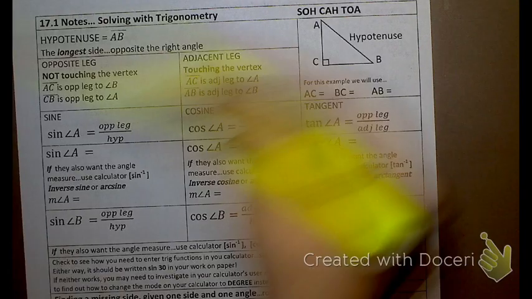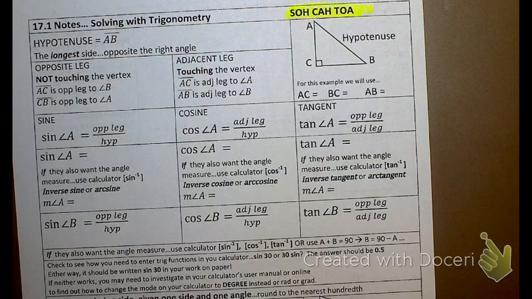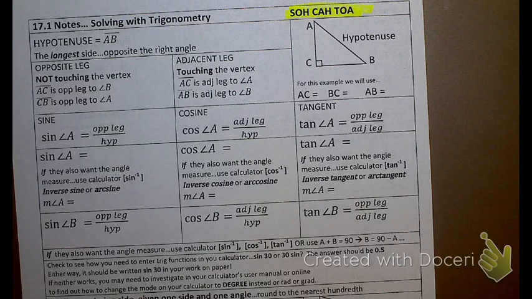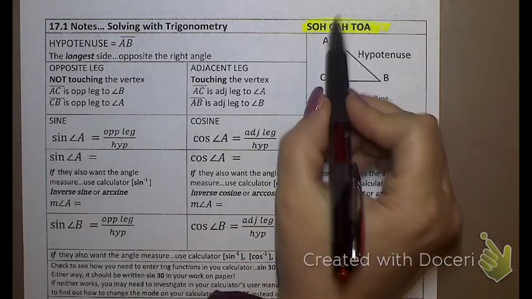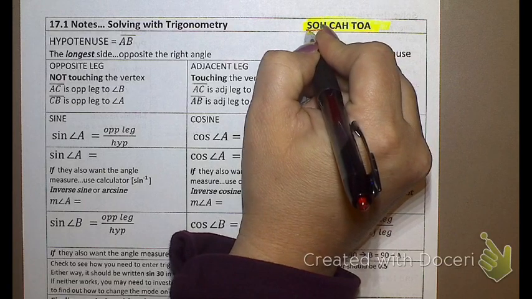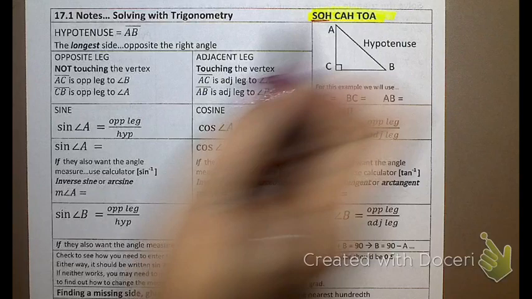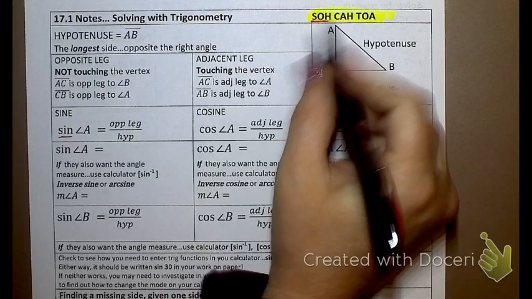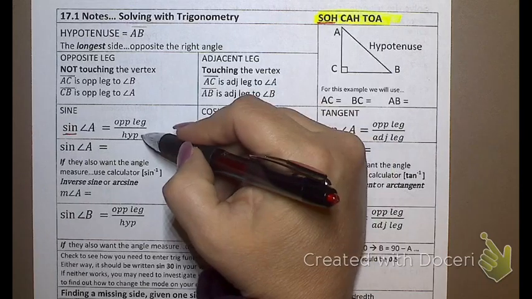SOH CAH TOA. SOH CAH TOA. Okay, so again, I cannot spell that word for you come test time. You need to know how to spell that. So, SOH CAH TOA. What does SO stand for? Sine. The S stands for sine. O stands for opposite. H stands for hypotenuse.